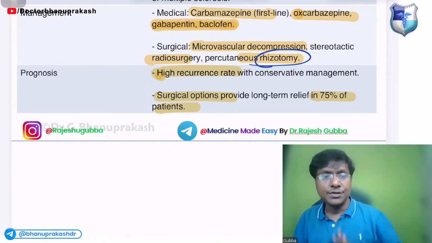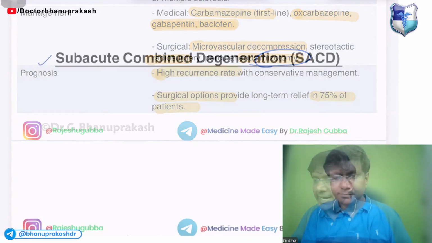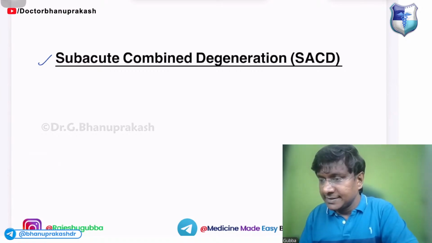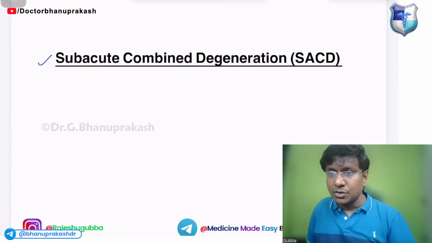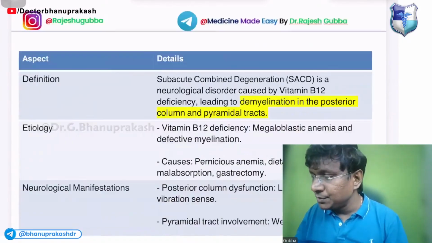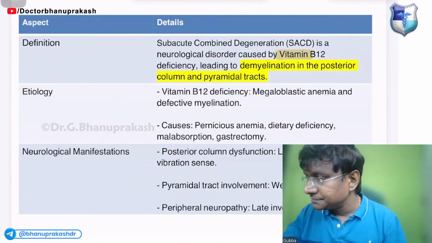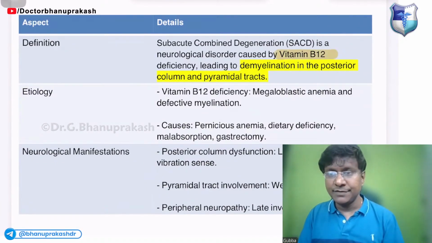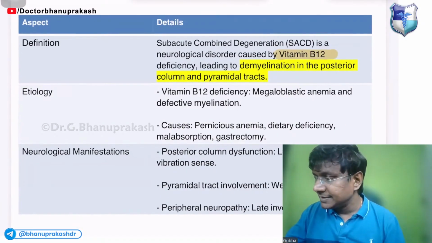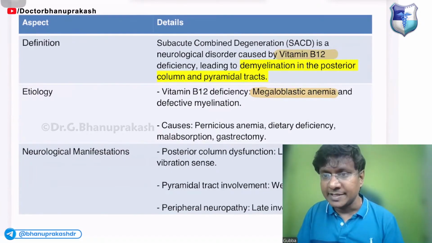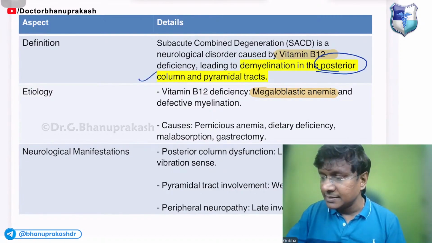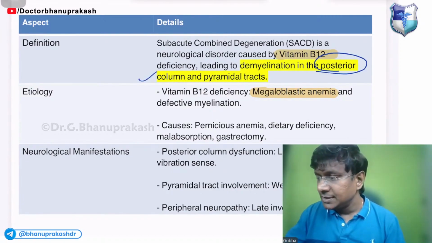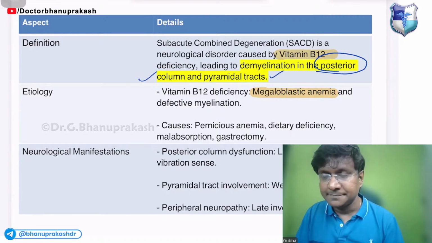Okay, so that is about your trigeminal neuralgia. Now we'll move on to the next topic, that is subacute combined degeneration of the spinal cord. This is mainly due to vitamin B12 deficiency. And this vitamin B12 deficiency will not only cause neurological abnormality, there will also be development of megaloblastic anemia. In the neurological abnormality, the tracts which are affected are mainly the posterior columns, which are also called dorsal columns, and the pyramidal tracts.